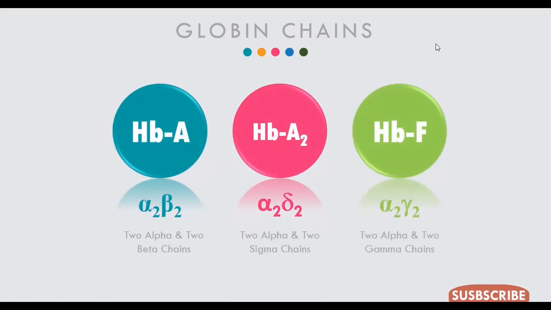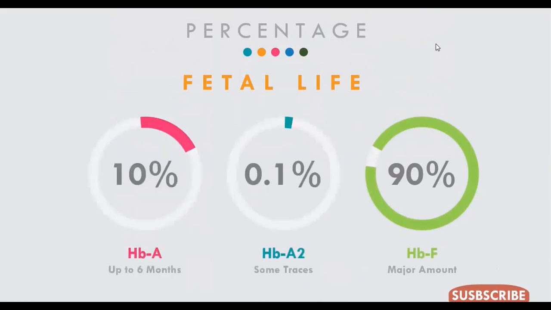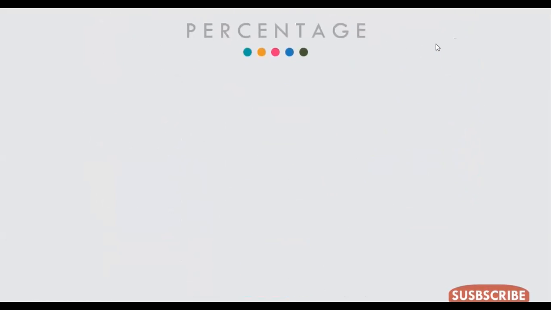Please keep in mind that the percentage of hemoglobin chains varies from fetal life to adult life. After conception, in fetal life, the major hemoglobin is hemoglobin F. F stands for fetal hemoglobin. It is almost 90%. In fetal life, approximately 10% hemoglobin A is present up to 6 months, and some traces of hemoglobin A2 are present. Please keep in mind that the composition of these hemoglobins remains the same up to 6 months.